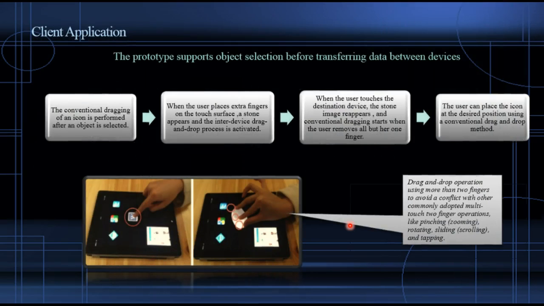So what happens in the client application is that the conventional dragging of an icon is performed after an object is selected. After that, when the user places three fingers on top of that selected object, the stone image appears and the inter-device drag and drop process is activated. Similarly, on the target device, when the user touches the screen, the image reappears, and the conventional dragging starts when the user removes all but one finger. Then the user can place the icon in the desired position using the conventional drag and drop option.